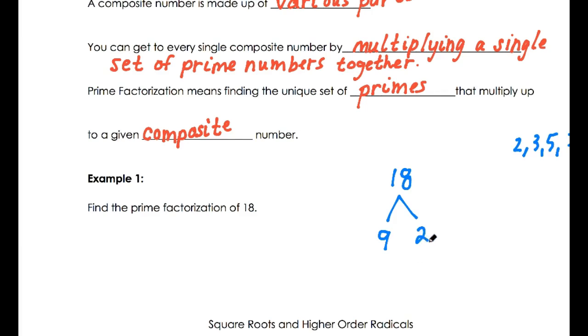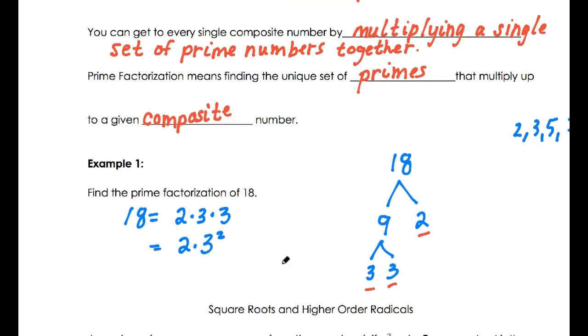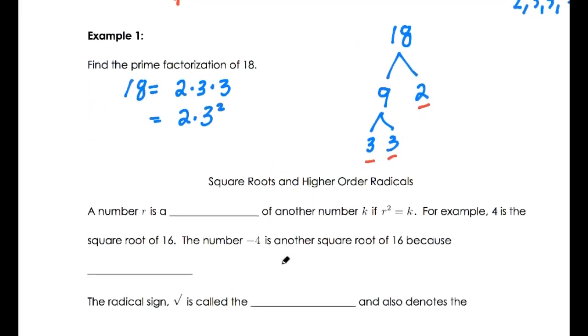Now 2 is prime, so that's done. I can't break that down anymore. 9 can be broken down into the product of 3 times 3. Notice all these last numbers, 2, 3, and 3, are prime numbers. So the prime factorization of 18 is 2 times 3 times 3. You could also write this as 2 times 3 to the second power, because you're multiplying those two 3s together. That's what we're going to take into the square roots.